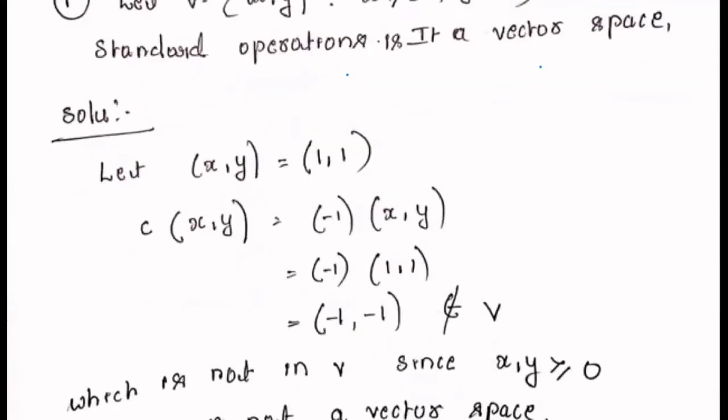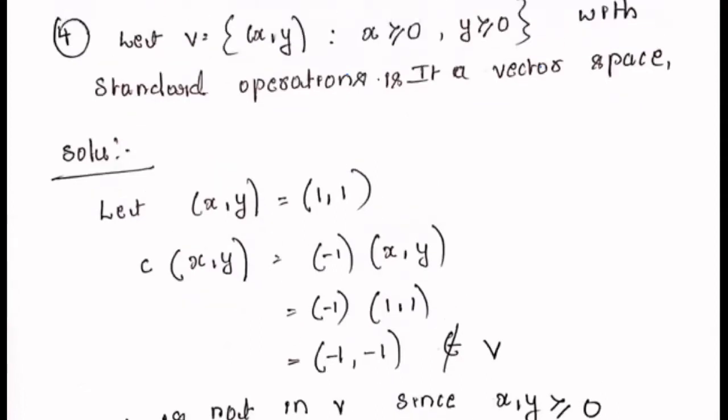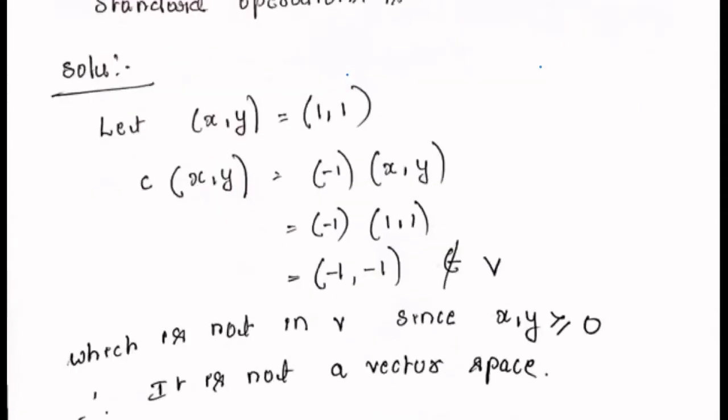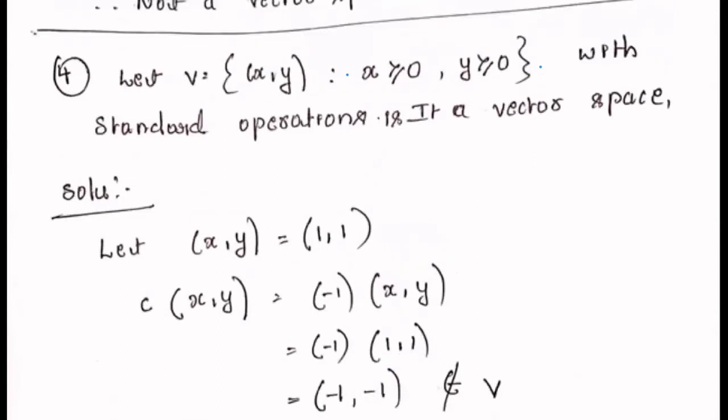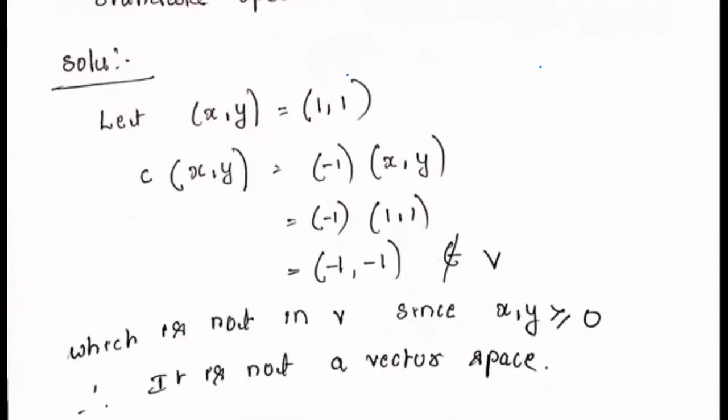It doesn't mean that you should always express in general terms only, like the first problem what we did. Okay, you can take a simple example. Let's consider x comma y as 1 comma 1. So what is the condition of x and y? X should be greater than or equal to 0, y is greater than or equal to 0. Correct? So that's why I chose x and y as 1 comma 1. So both x and y are greater than 0.